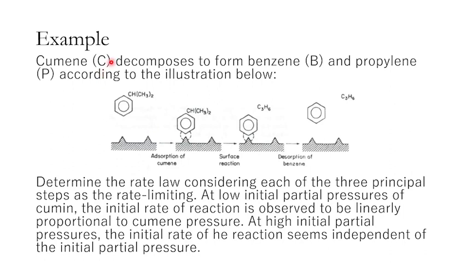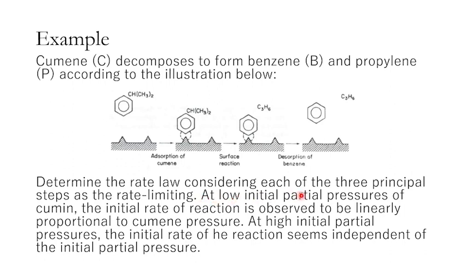We have cumene decomposing to form benzene and propylene according to the illustration here. So we have cumene adsorbing into an active site, and then the surface reaction occurs. In the surface reaction, you see that propylene gets separated from benzene, and the benzene is still adsorbed into the active sites. And then the final step is desorption, wherein the benzene is released by the catalyst. We want to determine the rate law, considering each of the 3 principal steps as the rate limiting. Therefore, we will have 3 different solutions. The first, we will be assuming adsorption as the rate limiting. The second, we will assume surface reaction as rate limiting. And for the third, we will be assuming desorption as the rate limiting.